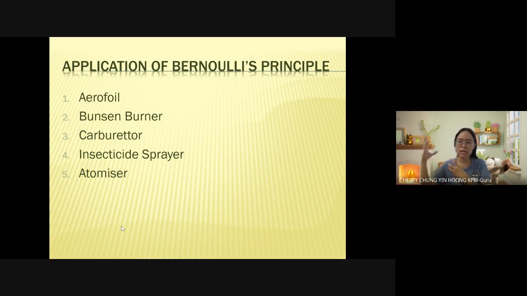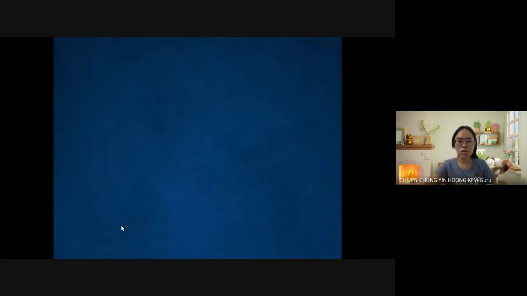Atomizer 就是好像那个香水啊，那些 maroon 啊，他们就是这样喷那些，这个就是 atomizer。OK，so 接下来我们可以看这个 video about the application of the Bernoulli's principle，他们是怎样 apply Bernoulli's principle in all these 这个就是 what we call the daily life appliances.